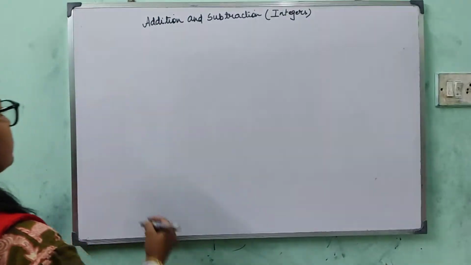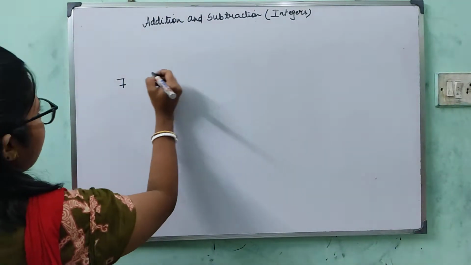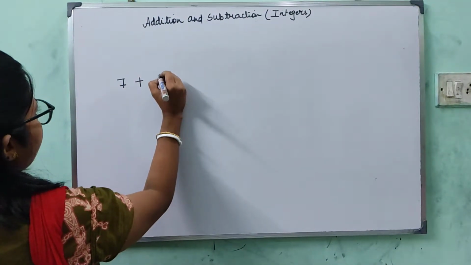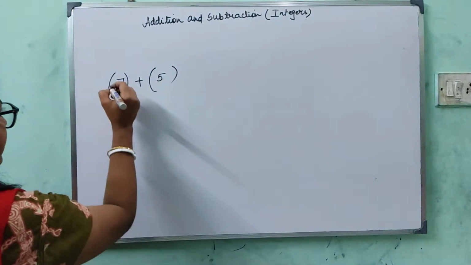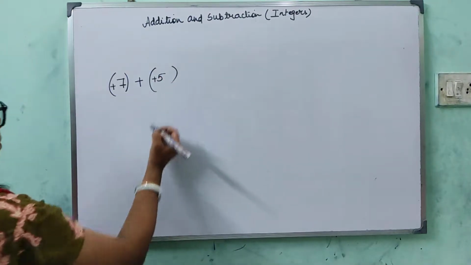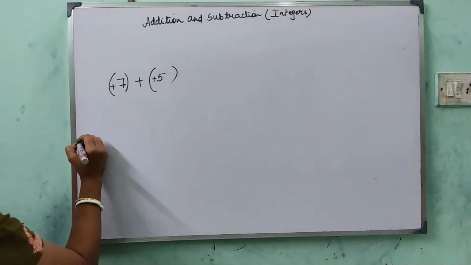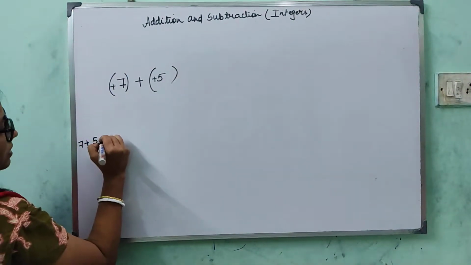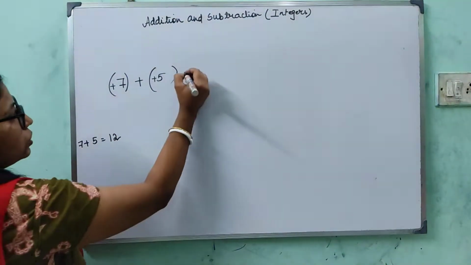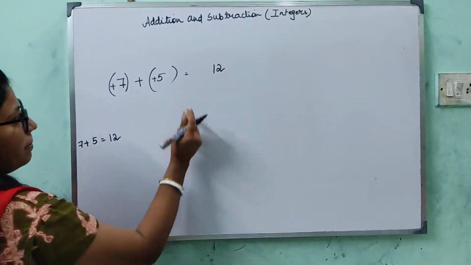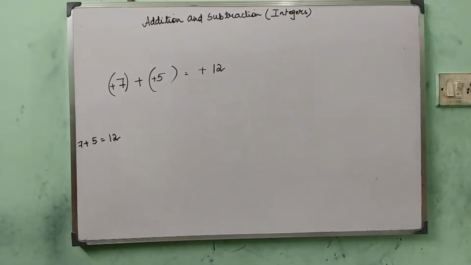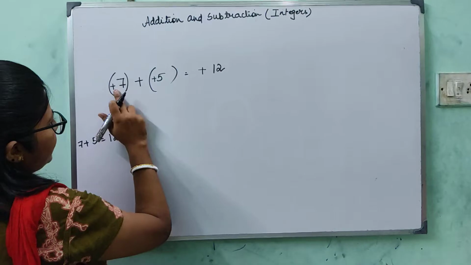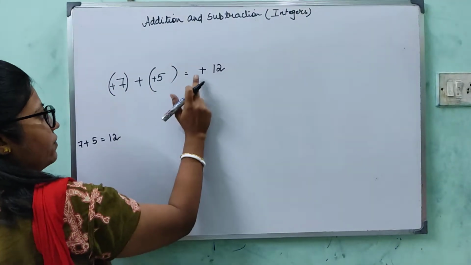Now, if I tell you add 7 and 5, that means if I consider 7 as an integer, 5 as an integer, so I can say adding plus 7 and plus 5. So we know that 7 plus 5 is equal to 12. So that means 12. No sign means we know when there is no sign, it means that's a positive sign. So what I can see over here, plus 7 plus 5 is equal to plus 12.